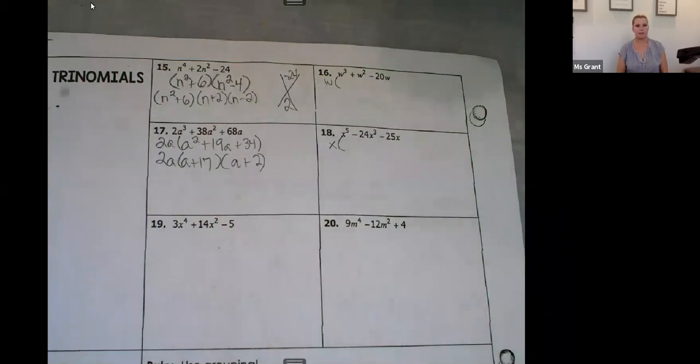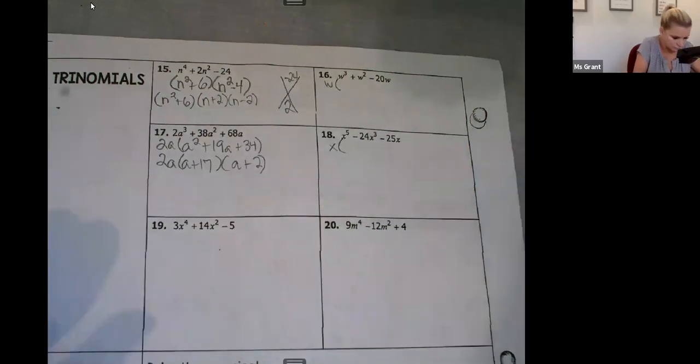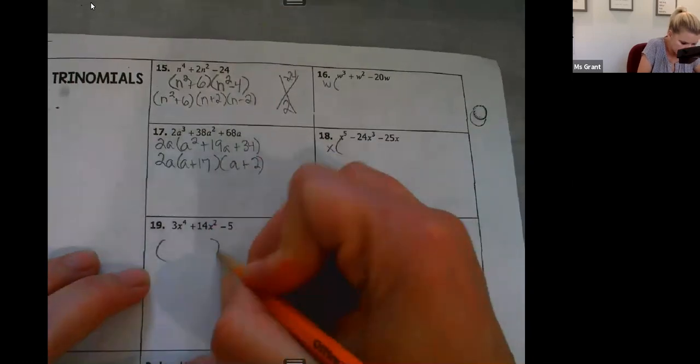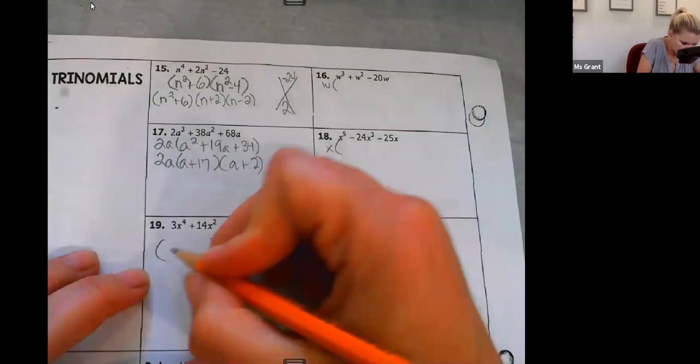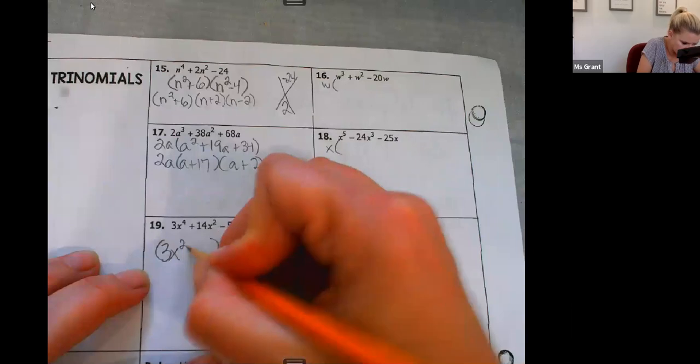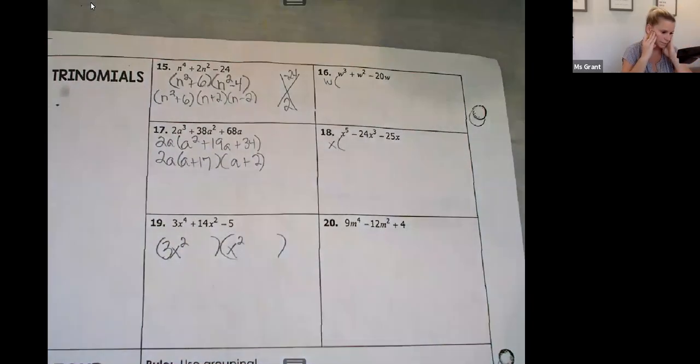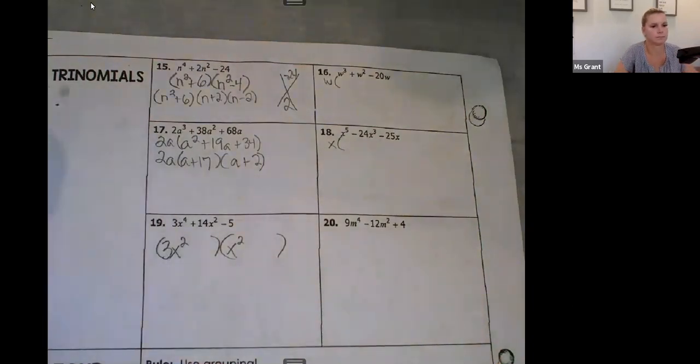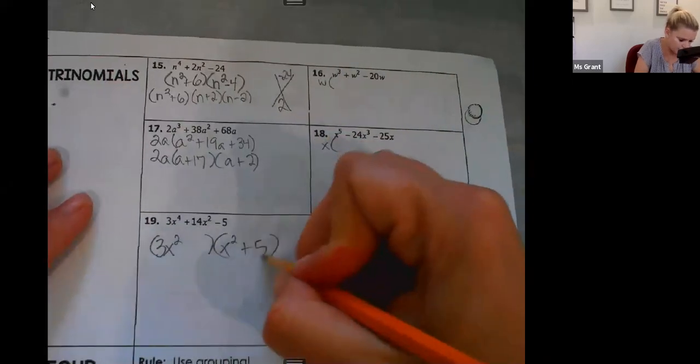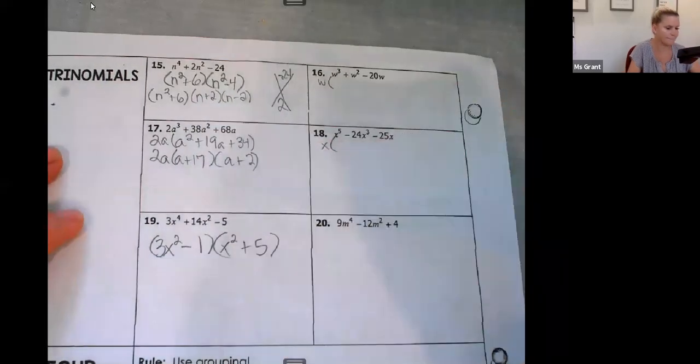The only thing that maybe should make you think for a second is that you just have an x to the 4th in front. So obviously one of them is going to be a 3x squared and one of them is just going to be an x squared. And then you have to figure out: x squared plus 5, 3x squared minus 1.